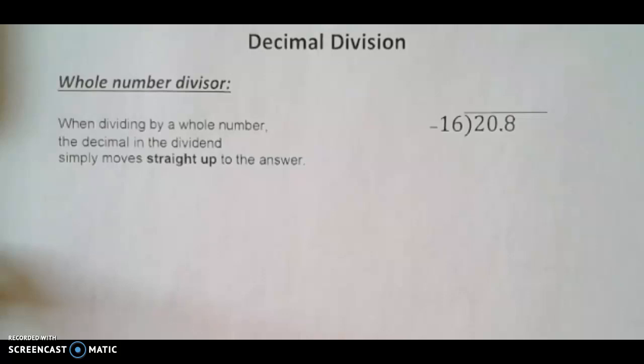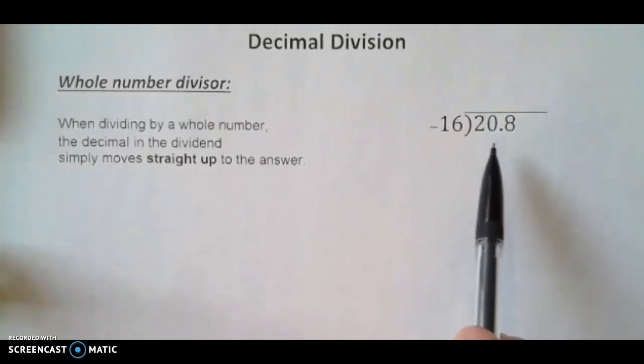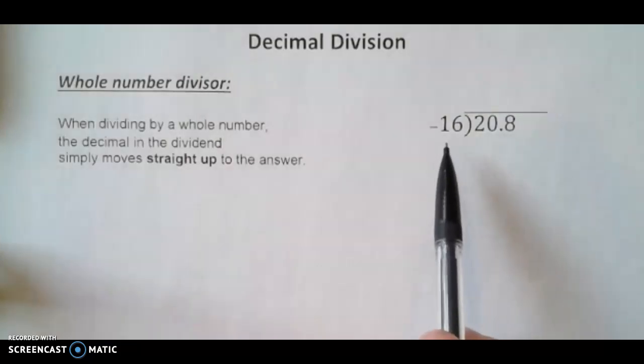In our last lesson, we looked at dividing fractions, and in today's lesson, we're going to look at dividing decimals. There are a couple of different cases we're going to look at. The first case is when your divisor is a whole number. So if we look at this problem right here, we have 20 8/10 divided by -16.